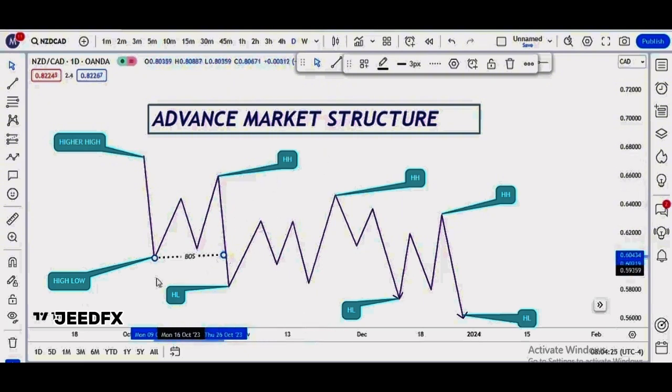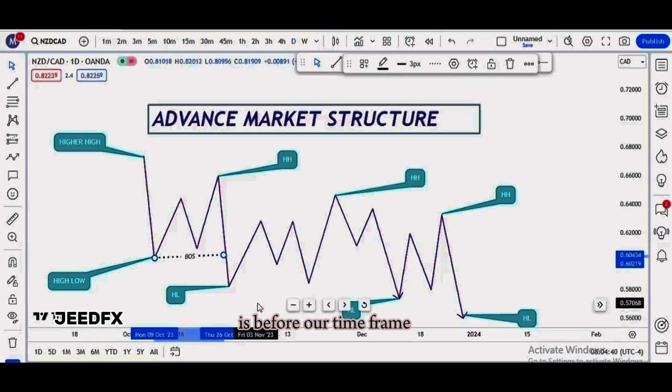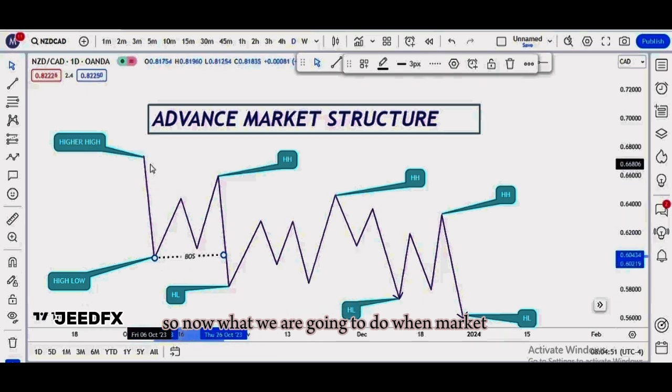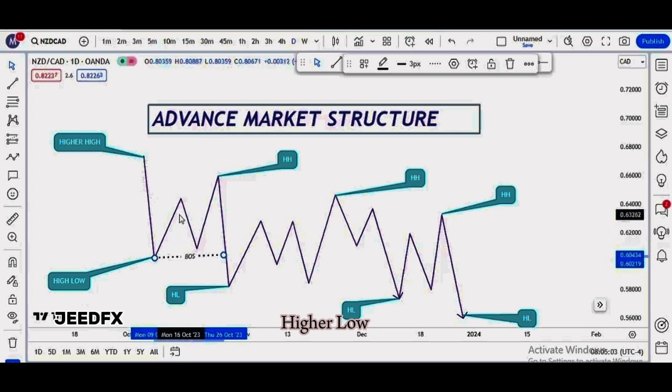is that when we break structure to the downside, let's assume that this structure that we drew, this illustration here, this structure that we are viewing, is the 4-hour time frame. Let's assume this is the 4-hour time frame, guys. So now what a lot of traders teach you guys, what I'm seeing a lot of traders teaching, okay, they will say higher high, higher low, higher high, higher low, higher high, higher low.